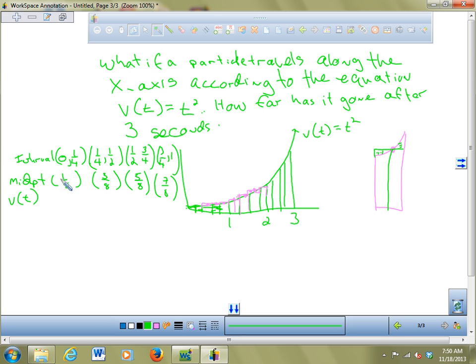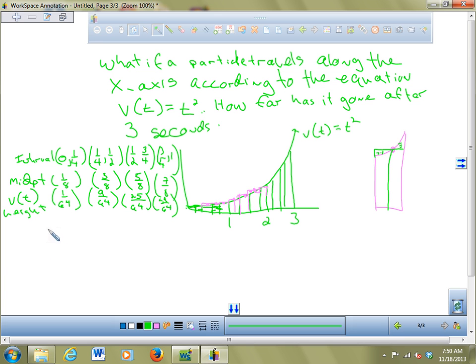So if I take V of 1/8, I get out 1/64. And if I take V of 3/8, I get 9/64. Because I'm just plugging these numbers into this equation right here, and here I get 25/64. And then I get 49/64. And this V of T represents the height of each one of these rectangles.